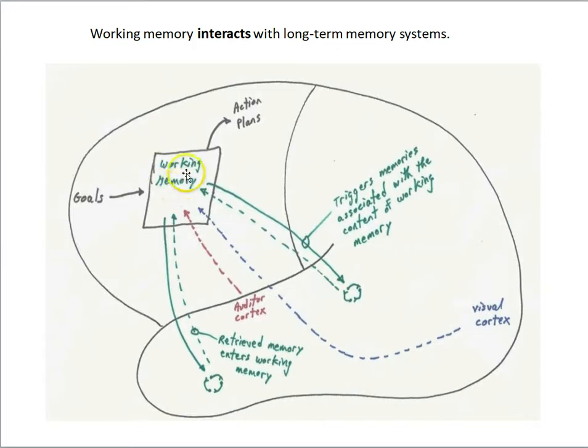In this diagram here we have the contents of working memory, and the idea is through neural communications that whatever's in working memory can be a search item, can be a cue to trigger memories that are associated with the content of working memory. And then those retrieved memories become the next content of working memory. So we have a series of contents over time.